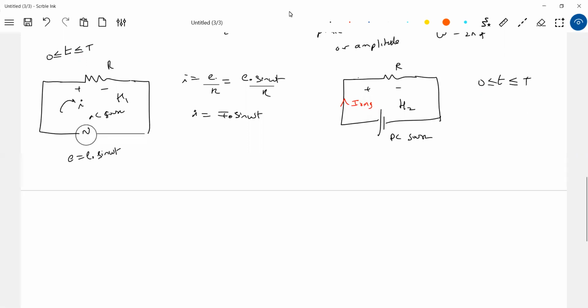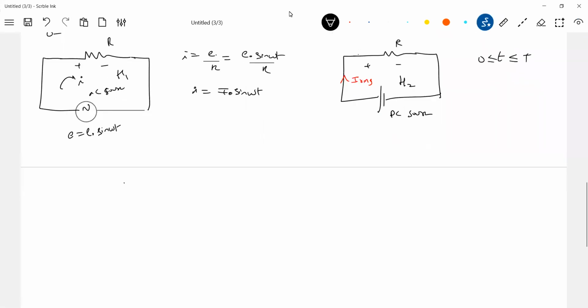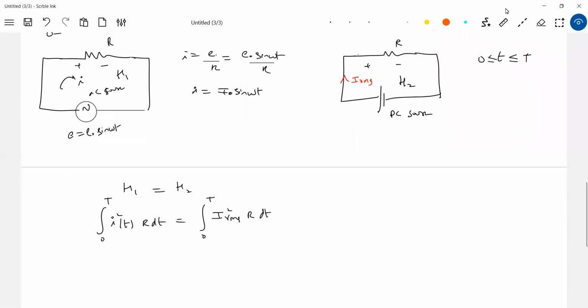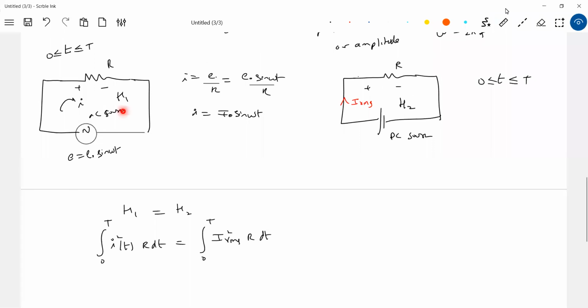First of all, I'll write for an interval of time H1 equal to. When a varying current flows, what is the expression for heat generated? Integral of I of t whole square R dt from 0 to T. Here, this current I'll name I RMS, so I RMS square R dt, over the interval T, the same resistor. So I'll switch on the AC source for 1 cycle. I'll make the current flow across the resistor and find out the heat generated.